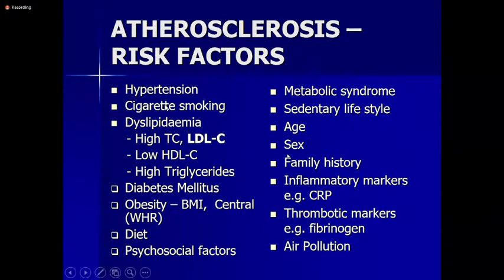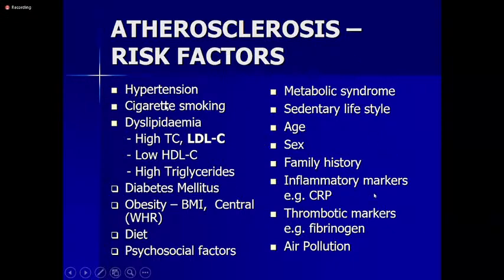Sex, females are protected until after menopause, then unfortunately they catch up very rapidly with men. If you have family history of a first degree relative, that is a parent or a sibling getting what we call premature coronary artery disease, which means before 55 years of age.